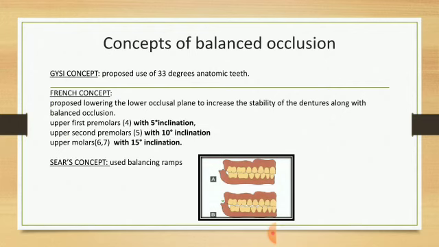Third is Sears' concept. Sears used balancing ramps. In the figure, if you can see, in the first and second figure, we have an elevation of acrylic over the retromolar area of the lower denture. This elevation helps in the balancing of the complete denture. So Sears advised that we should provide this ramp in every type of complete denture to obtain the balancing.